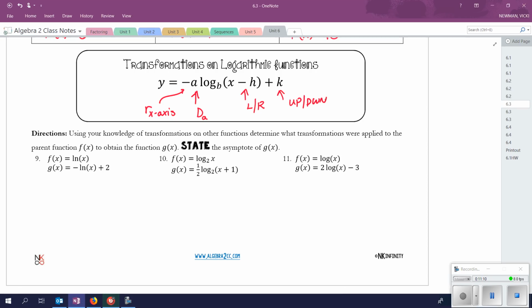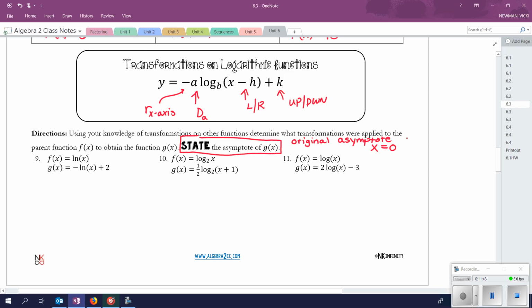So, using your knowledge of transformations on other functions, determine what transformations were applied to the parent function f of x to obtain the function g of x. The thing you need to know, and it says state the asymptote of g, is that the asymptote of all of these begins as x equals 0. Gosh, spelling is hard right now.